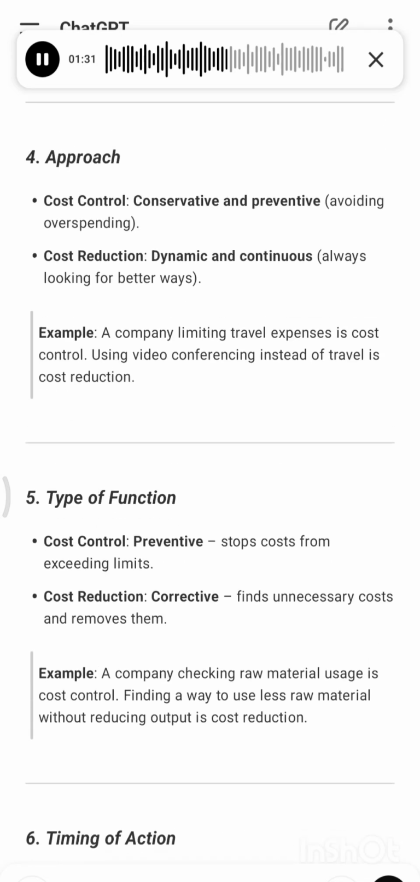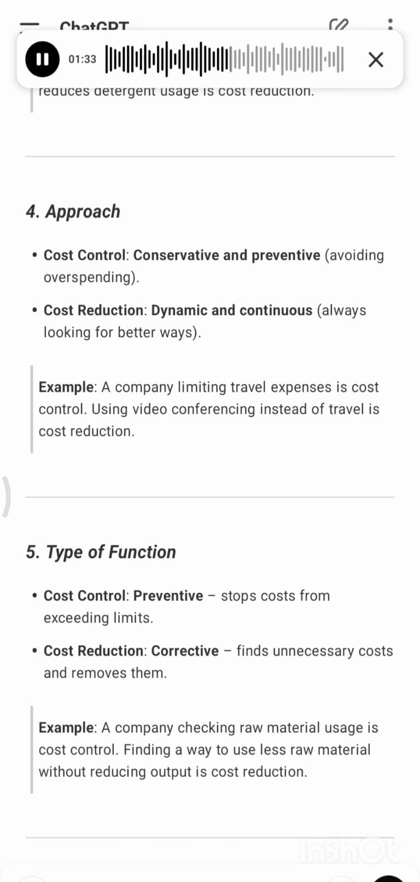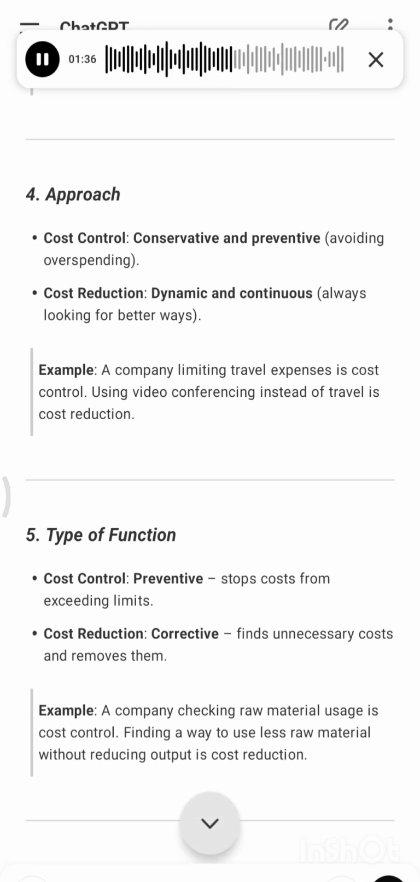5. Type of function. Cost control: preventive, stops costs from exceeding limits. Cost reduction: finds unnecessary costs and removes them. Example, a company checking raw material usage is cost control. Finding a way to use less raw material without reducing output is cost reduction.